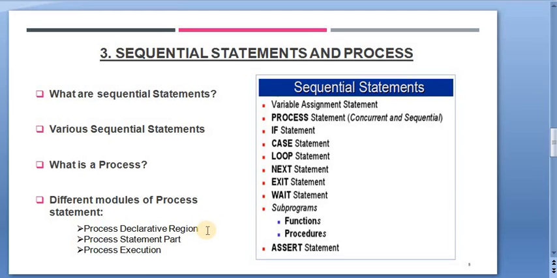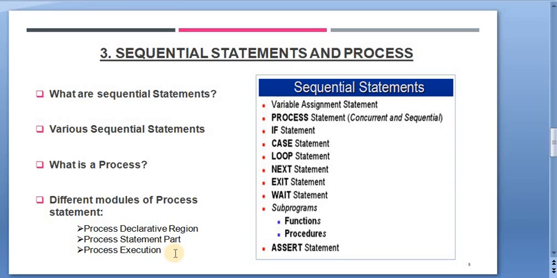Now what does it mean? It means this is the part which consists of the area between the end of the sensitivity list and the keyword begin. And the process statement part of the process starts at the begin keyword and ends at the end process line. And the third, process execution, is that part where each statement in the process is executed sequentially. So this was the brief about these process statements.